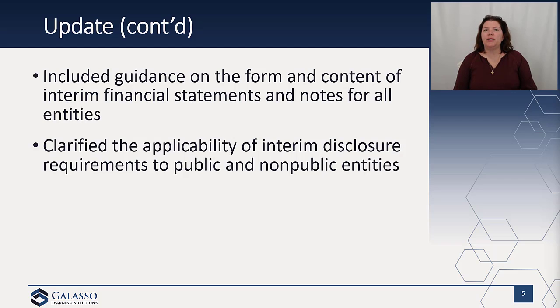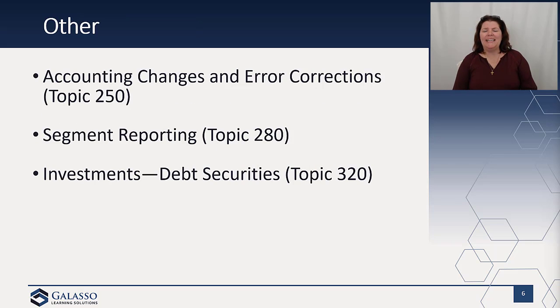And then they also included guidance on the form and content of the interim statement and notes, as well as the applicability of interim disclosures for both public and non-public entities. While not many non-public companies make interim financial statements, some do. And so in addition to the public company requirements, there are specialty rules for private entities. In addition, they made some conforming amendments and some other changes to Topic 250, which is our accounting changes and error corrections, as well as segment reporting and debt securities for investments.